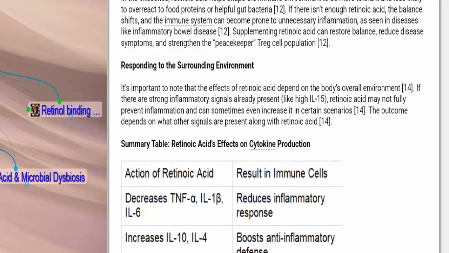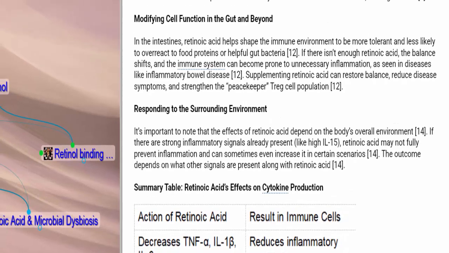It modifies cell function in the gut and beyond. In the intestines, retinoic acid helps shape the immune environment to be more tolerant and less likely to overreact to food proteins or helpful gut bacteria. If there isn't enough retinoic acid, the balance shifts and the immune system can become prone to unnecessary inflammation, as seen in diseases like inflammatory bowel disease. Supplementing retinoic acid can restore balance, reduce disease symptoms, and strengthen the peacekeeper Treg cells.